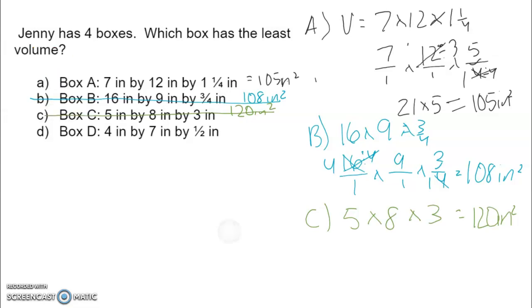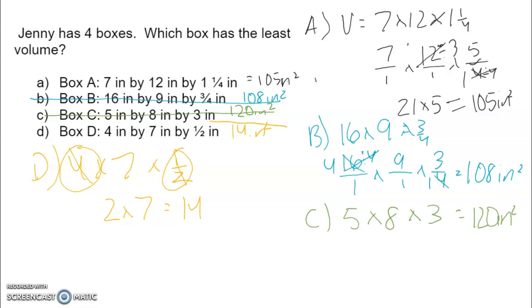We've got one more. We'll do box D. Box D, you have 4 by 7 times 1/2. I'm going to go ahead and multiply 4 times 1/2 first, and that's 2. And then 2 times 7 is going to be 14. So this one's much smaller than all the other ones. So which box has the least volume? And that is going to be box D at 14 inches squared.